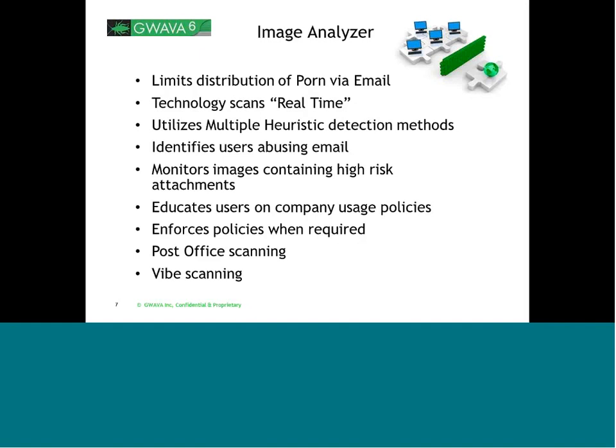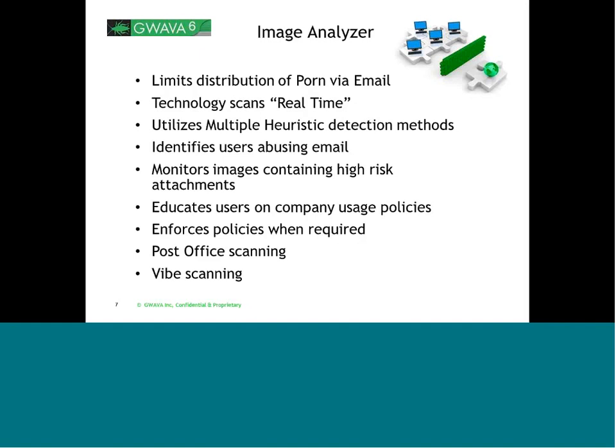We do post office scanning using the image analyzer as well. So if you have a post office scanner currently that is scanning your PO, we have the ability to go into your PO and scan for existing messages. Even if you have an existing GWAVA 5 solution that does not have image analyzer and you do upgrade to GWAVA 6, we can go in and scan the PO for any potential attachments that contain invalid images, let's say.